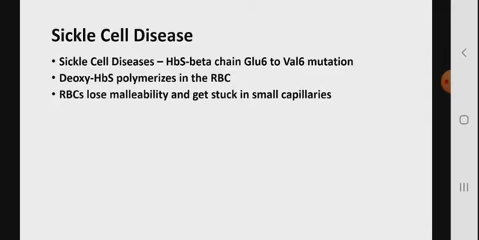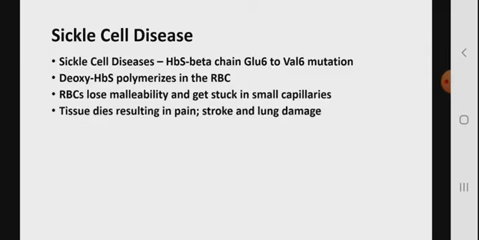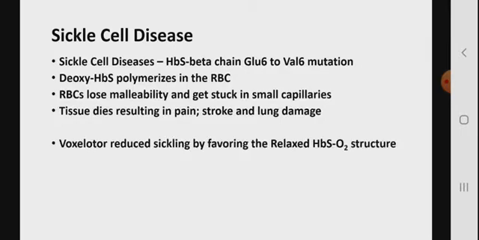Instead of a round disc-like structure, they become long and elongated and not very flexible, and so they stick in capillaries. Consequently, blood cannot get past those places where it clogs up, and tissue dies, resulting in pain, stroke, lung damage and kidney damage.